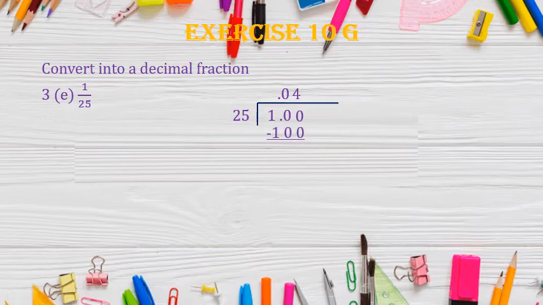So what is our quotient? Our quotient is 0.04. So we can say that 1 upon 25 is equal to 0.04.